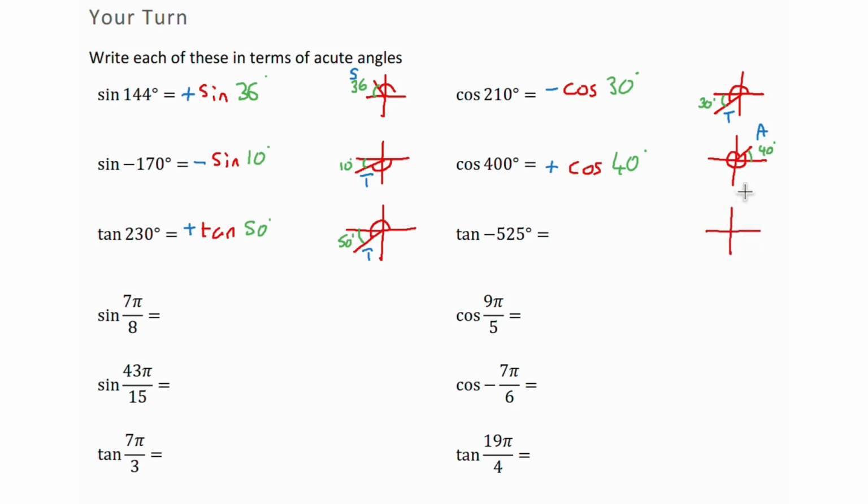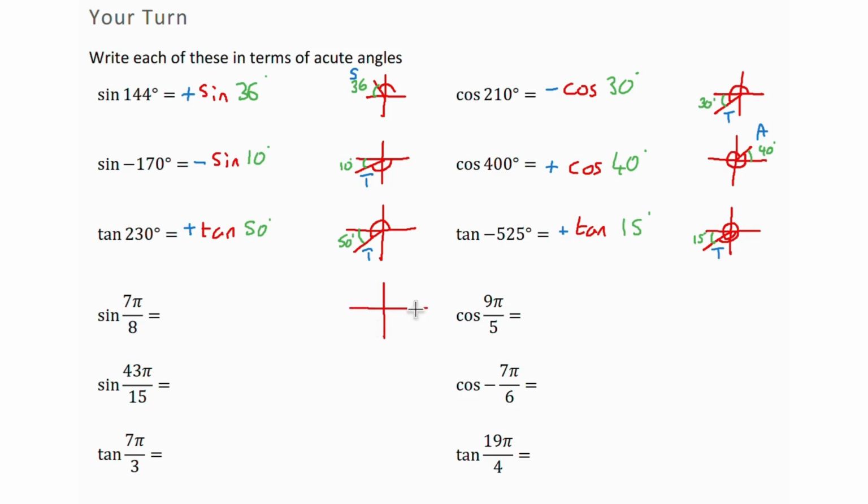Tan of minus 525. So we go around to minus 360, minus 450, minus 540. So we're going to be somewhere down here where we have gone all the way around once and a bit more. The acute angle to the x-axis then, from 525 to 540, is 15 degrees. So tan of minus 525 is related to tan of 15 degrees. Because we are in the tan quadrant, this is positive.